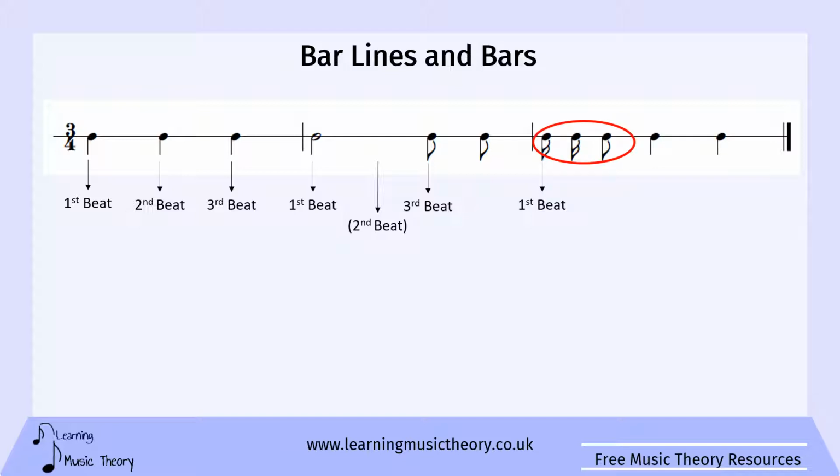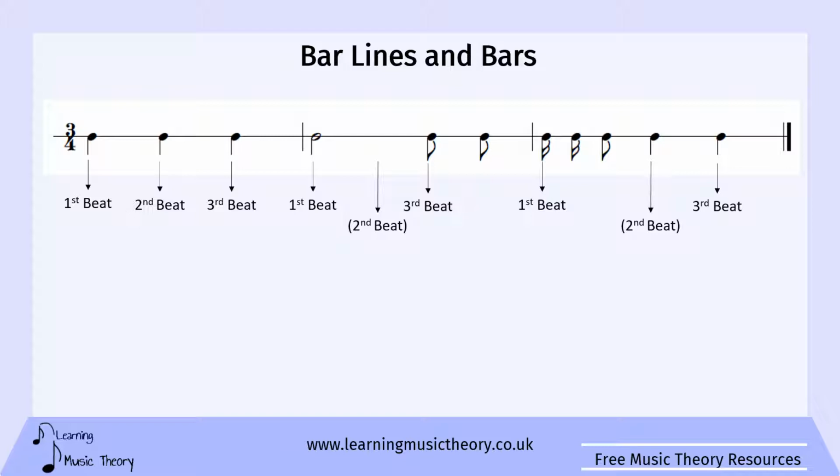Now, 2 semiquavers and 1 quaver are also equal to 1 crotchet beat, which therefore means that after these, the next note will be the second beat. And once more, a crotchet lasts 1 beat, so the last note will be the third beat.